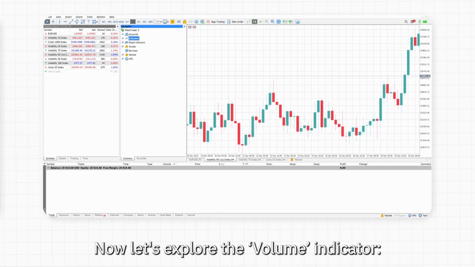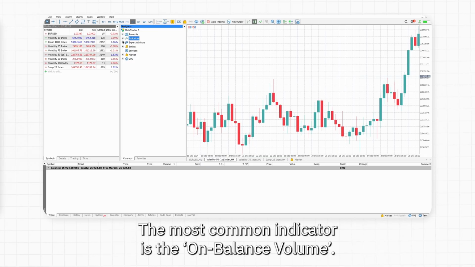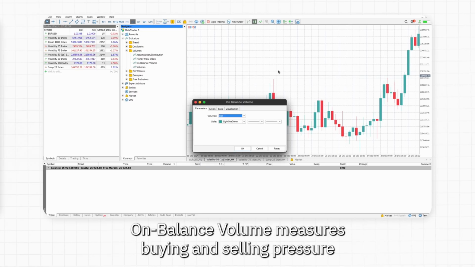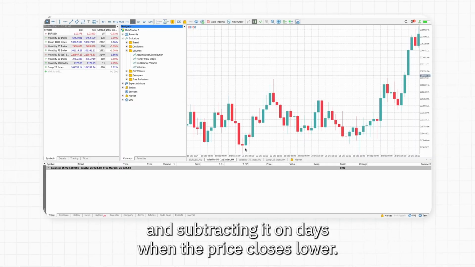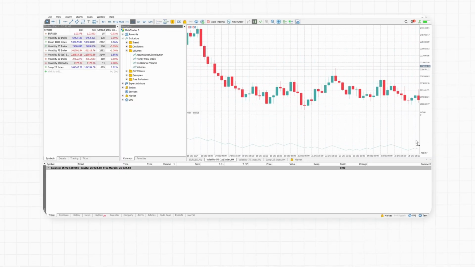A higher value suggests more volatile markets, while a lower value indicates calmer market conditions. Now, let's explore the volume indicator. The most common indicator is the on-balance volume. On-balance volume measures buying and selling pressure by adding volume on days when the price closes higher and subtracting it on days when the price closes lower.